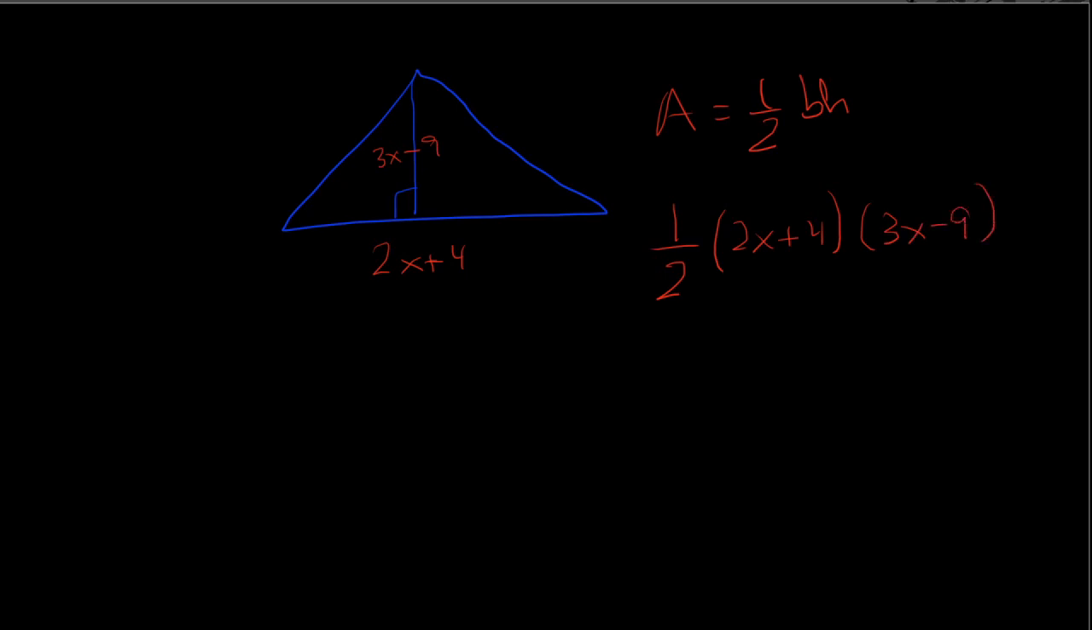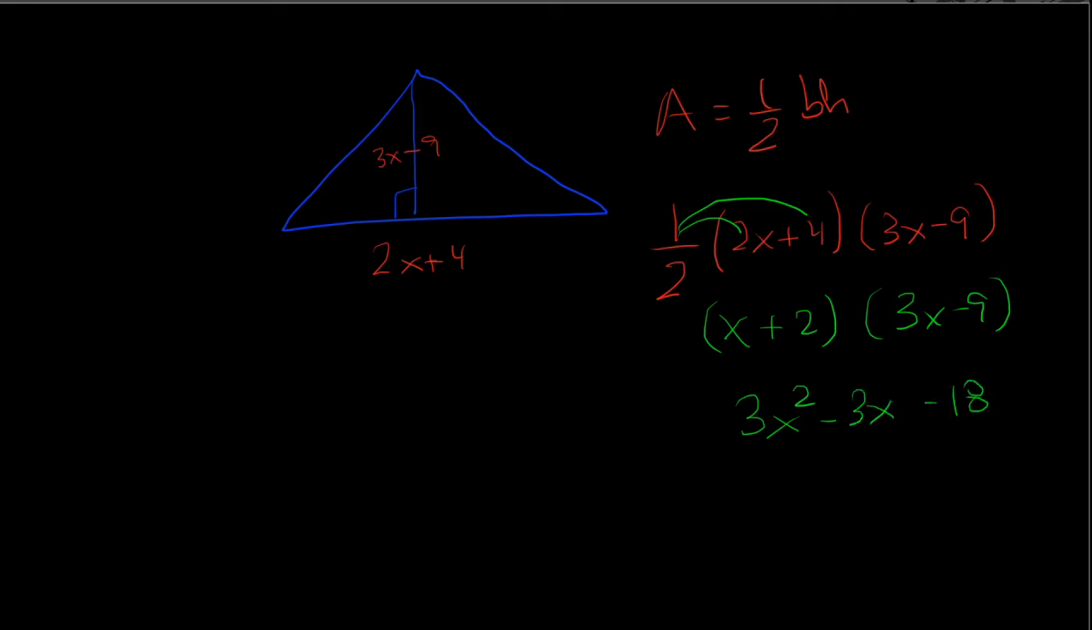Here I'm going to distribute the 1/2 to both the 2x and the 4. So that's going to give me x plus 2. And then I'm going to FOIL this out to get 3x squared minus 3x minus 18. And that's the area of the triangle.